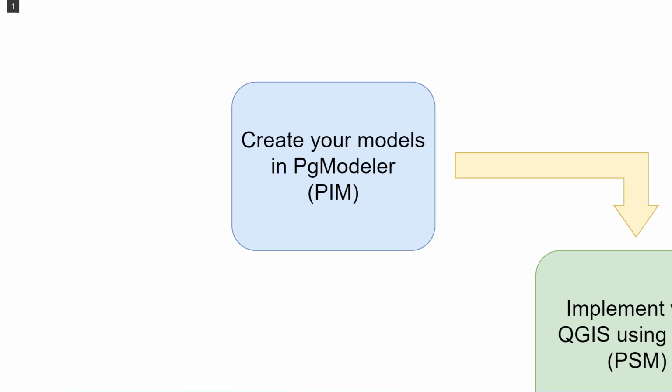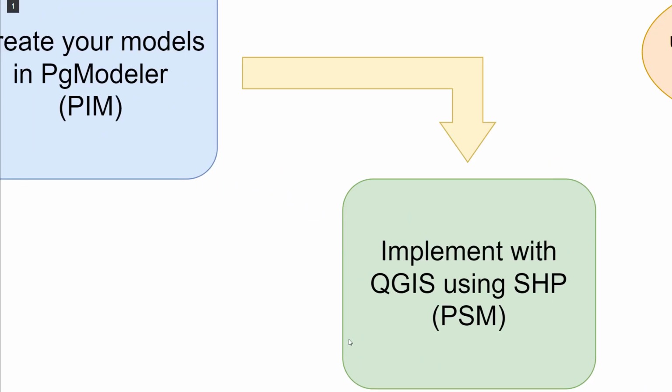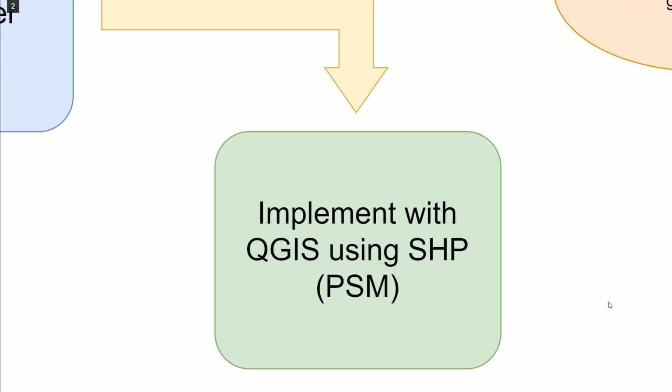First, and I'll do videos of each of these steps, I want you to create your models in PG Modeler. That will be your PIM, Platform Independent Model. So we'll use PG Modeler as a platform independent tool. And then we're going to implement with QGIS using shapefiles. So we're going to make a physical, platform specific model, a shapefile, and we'll use QGIS to do that.